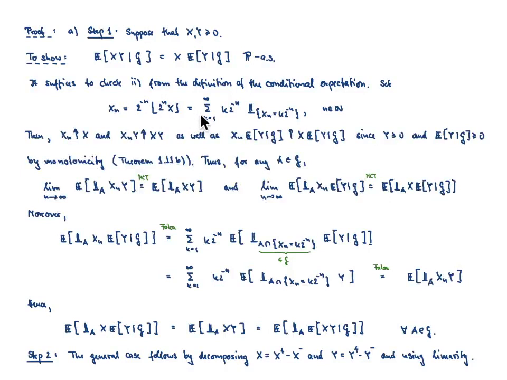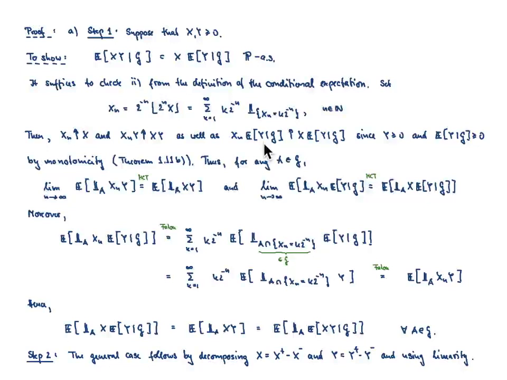Meaning nothing else but the random variable X_n only takes discrete values, namely the value k times 2 to the minus n, and so that's a different representation of that shorthand notation. And that holds true for any n in the integers I give myself. So here's a couple of observations. First of all, we know that X_n is monotone and converges monotonically towards X. And since Y is non-negative, the same holds true for the product of X_n and Y. This converges in a monotone way towards the product of X and Y.